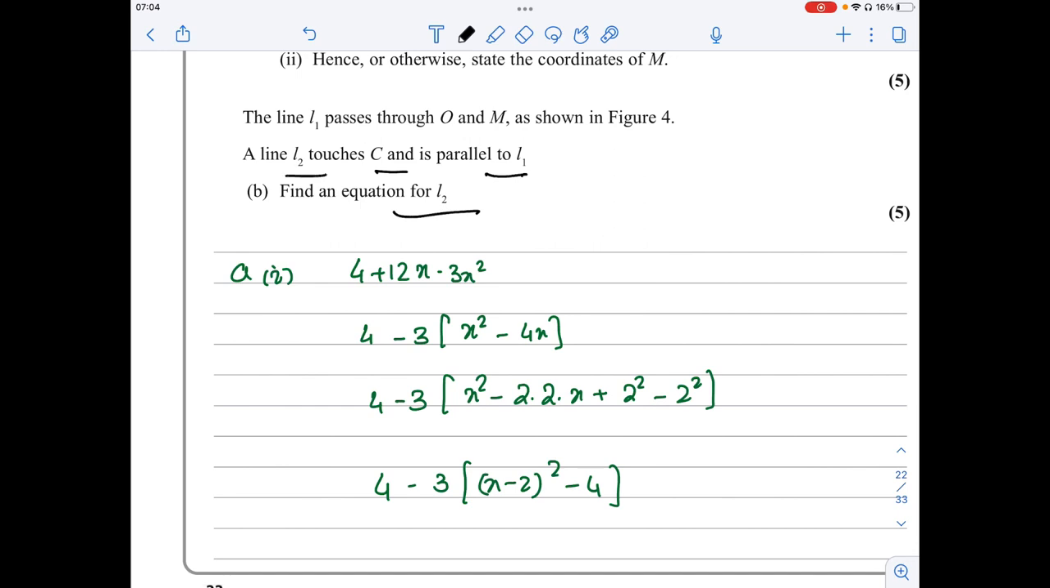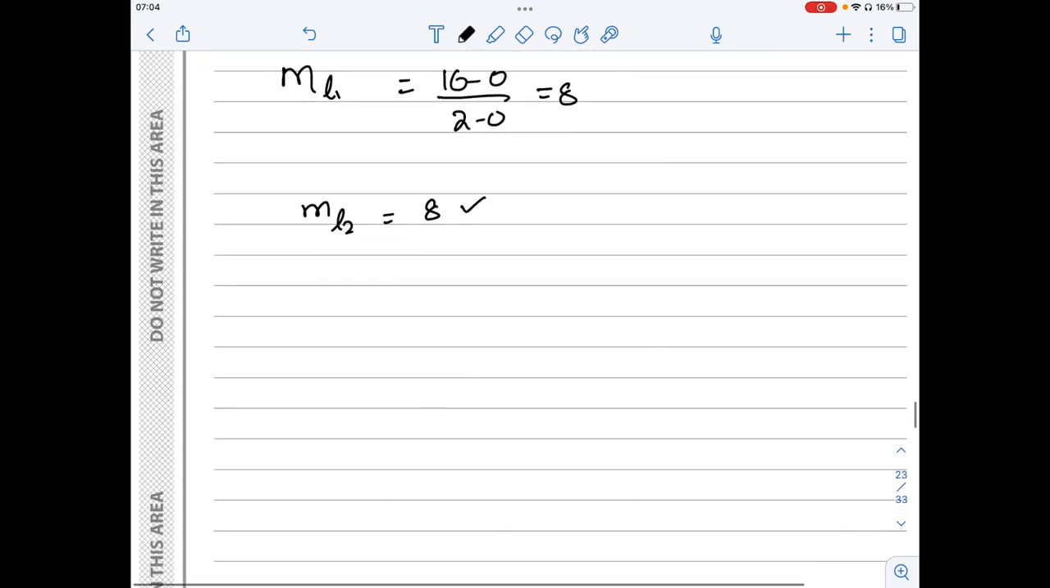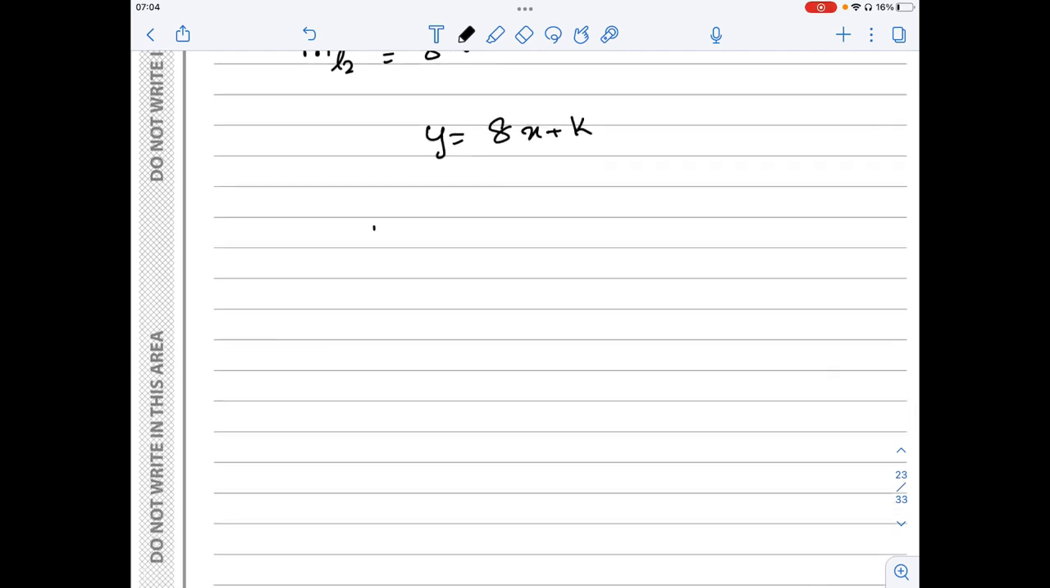Now, the line L2 touches the curve C and is parallel to L1. So the equation of L2 will be y equals mx plus c, where c is k. Now it touches the curve. So the curve is y equals 12x minus 3x square, and the line is y equals 8x plus k.